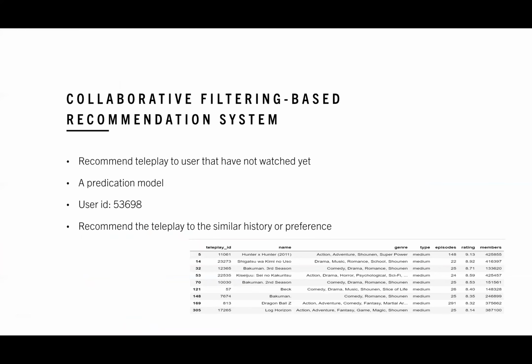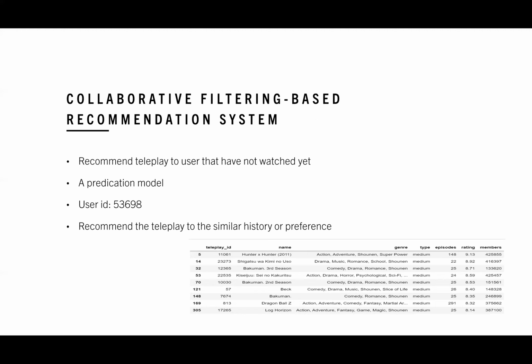The next one is the collaborative filtering based recommendation system. This also recommends therapies to users that they have not watched yet. It is also a prediction model: if users have a similar background, history, or preference, the system will optimally recommend the movie to people who have a similar history or preference.